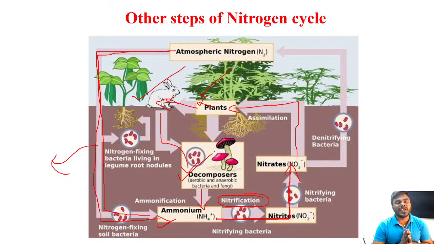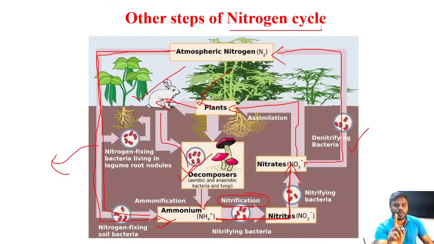But from where have we taken the nitrogen? We have taken the nitrogen from the atmosphere, is it? That's why, my friends, we have to send the nitrogen back to the atmosphere. So NO3 can be converted back to N2, which completes the nitrogen cycle. This process we call denitrification.